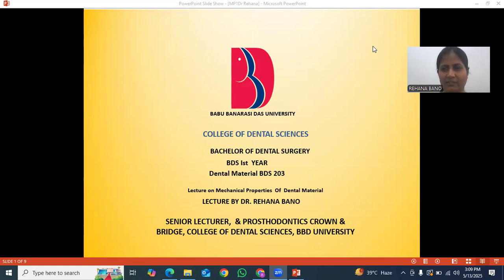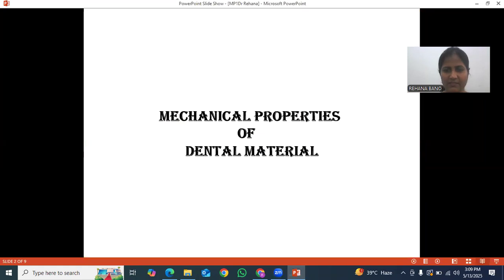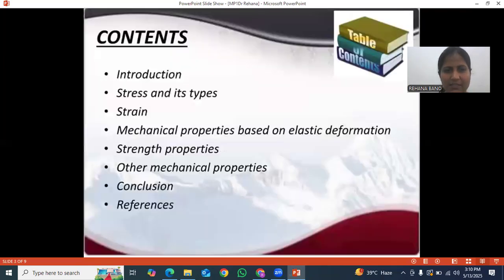Today I am going to teach about the mechanical properties of dental material, which is a very useful topic in the field of dentistry. Every department must be knowing about the dental materials and must be using them also. So before using that material, we have to come across the properties of the material. There are different properties, mechanical properties, physical properties. But today I am going to teach about the mechanical properties.